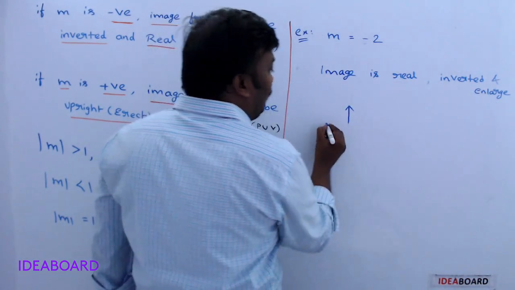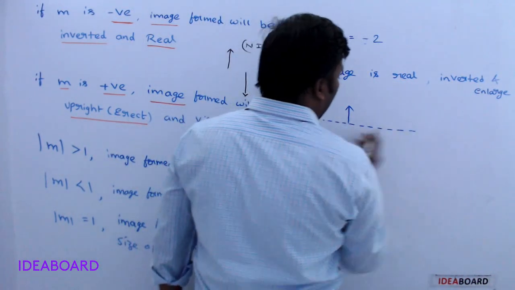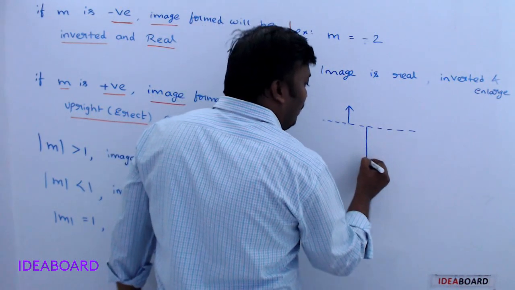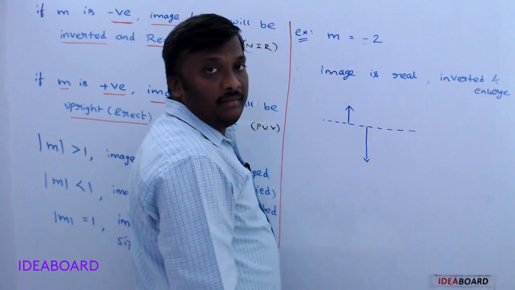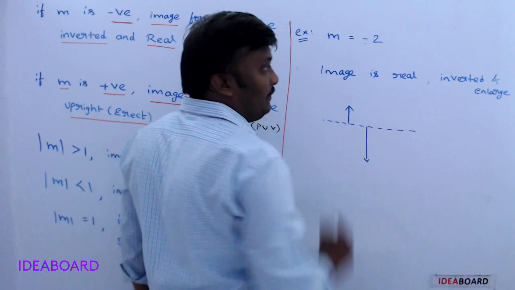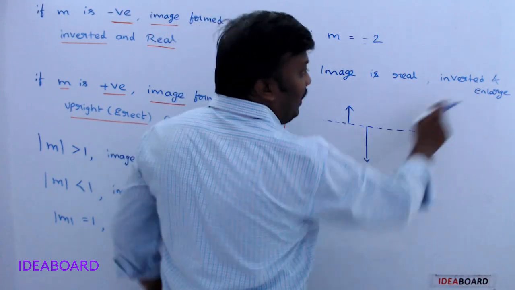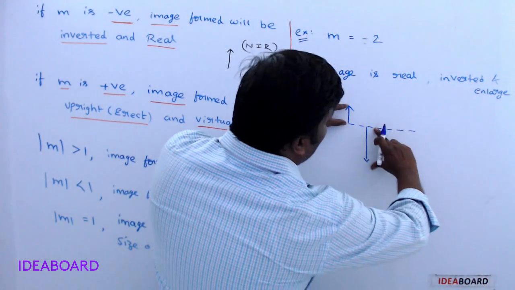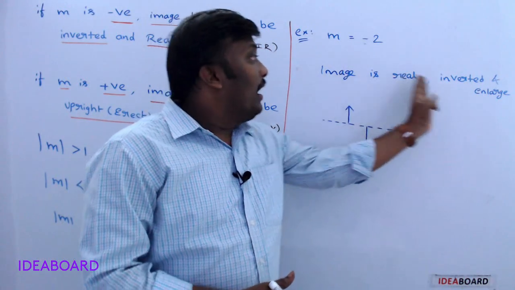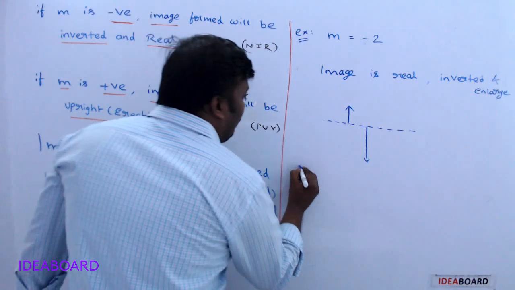The negative sign indicates that if the object is taken above the principal axis, the image is formed below the principal axis. Real is always indicated by the thick line. Inverted: see, the arrowhead will be downwards. Enlarged means the size is increased. Every time they ask like this. Keep it in mind.